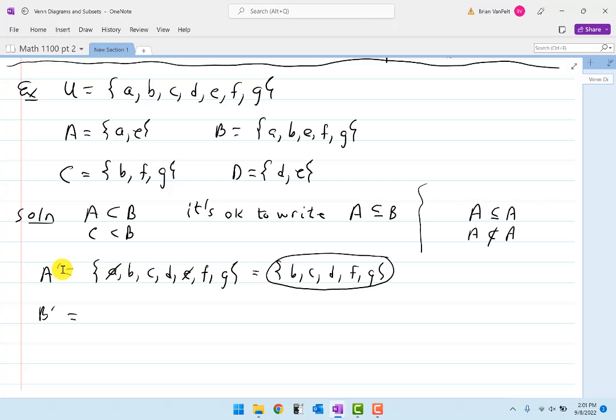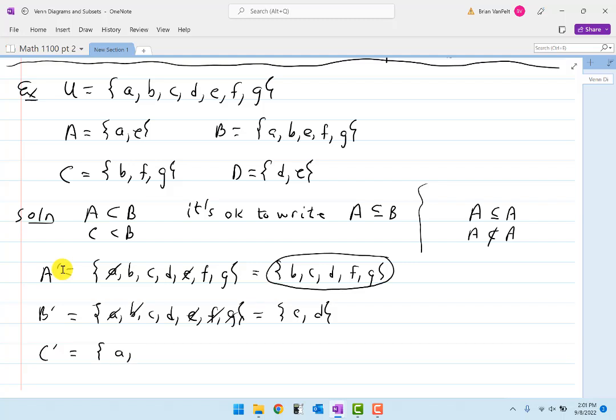Complement of B. So if I do A, B, C, D, E, F, G, let me wipe out all the things that are inside of B. We have an A, B, E, F, G. So what's left over is C, D. Got that.